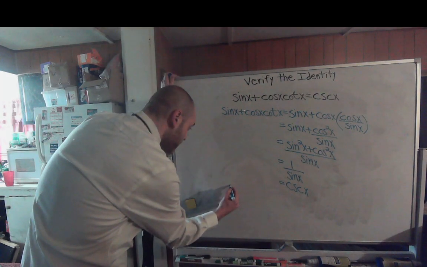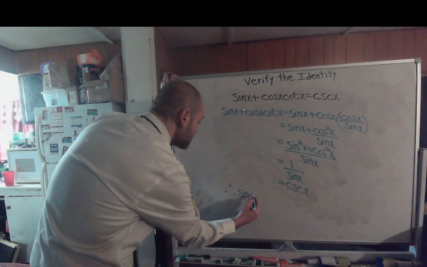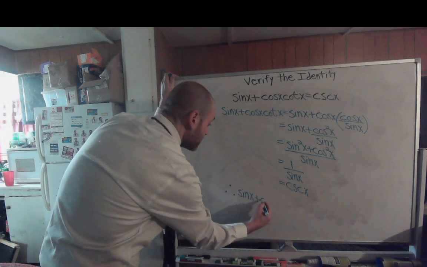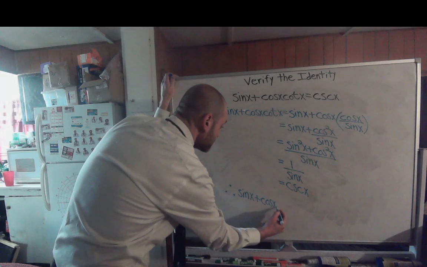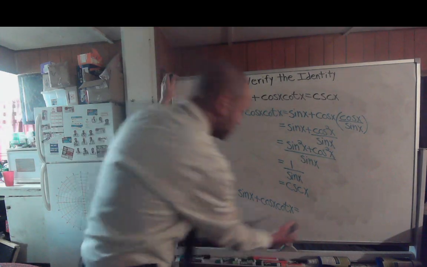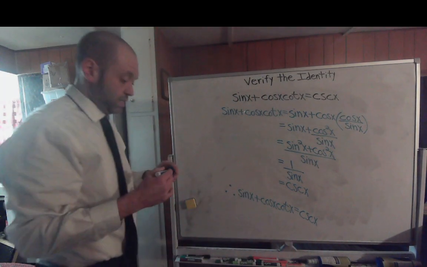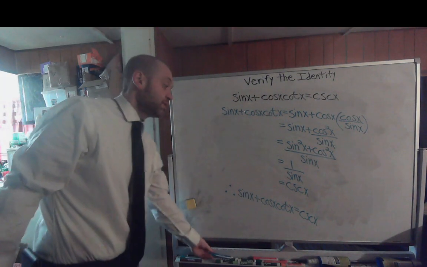So therefore, the sine of x plus the cosine of x cotangent of x is equal to the cosecant of x. And we're halfway done with the lesson already.